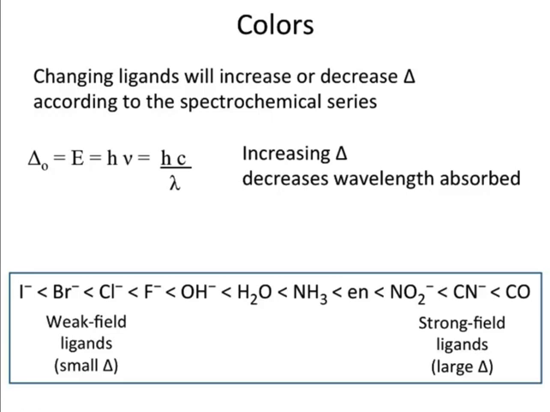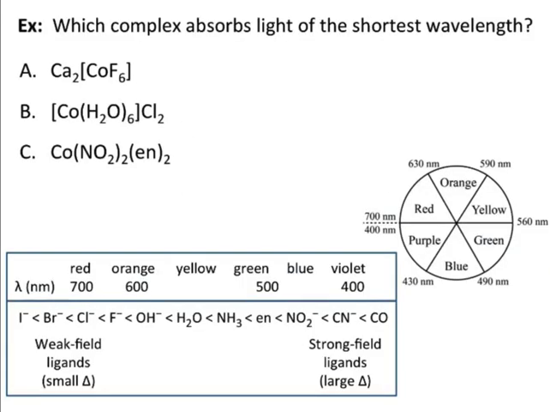And we're doing this again, where delta is equal to h nu, which is equal to hc over lambda. So when you increase delta, which is moving to the right on this list, it'll decrease the wavelength. So one thing we can ask is, which complex absorbs light of the shortest wavelength? You answer this by first remembering that the largest delta has the shortest wavelength, because delta is energy, which equals hc over lambda.